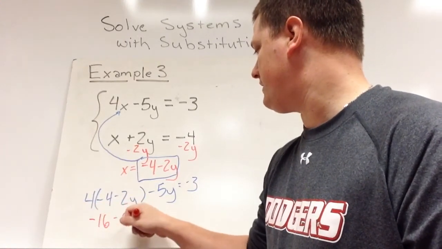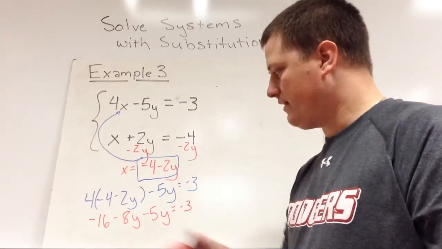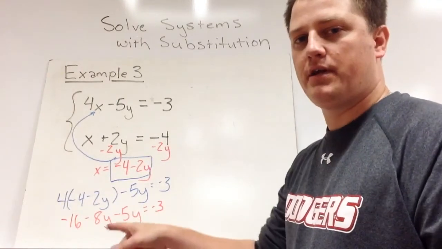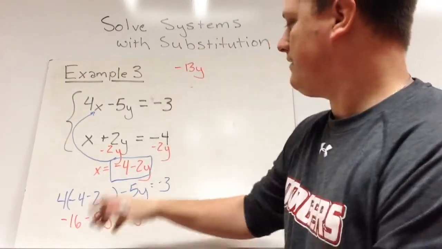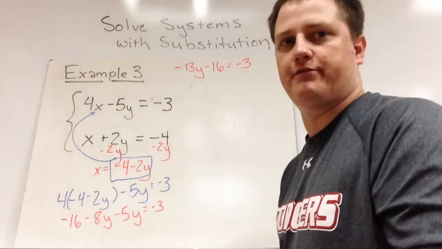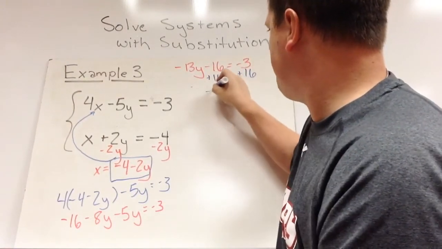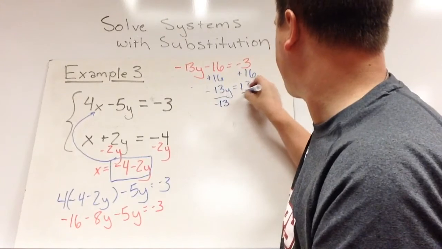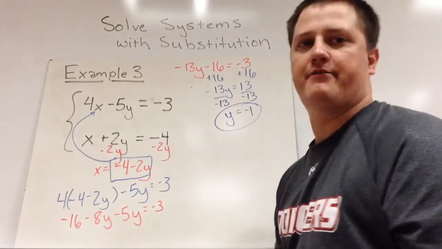-16 minus 8y minus 5y equals -3. I'm going to move this to the top to continue my work. So we're going to combine like terms. -8 and -5 would be -13y minus 16 equals -3, and solve from here. So I got a y of -1.